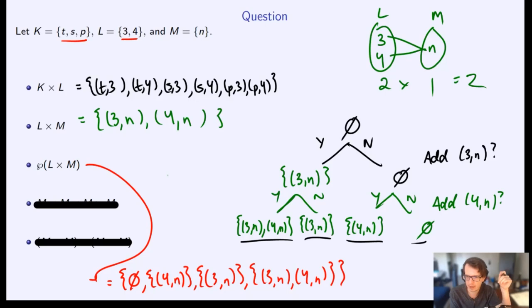In this case, the set M in our cross product only has one element to choose from, which is N. So in all the possible pairs, N is the only thing to choose from as that second element, so N will be repeated. But it's not really N being repeated, because these are all different pairs. The pair itself is an element. So 4N is different from 3N. We're not going into that pair and looking at those things separately. We're just treating 3N as one thing and 4N as a different thing.